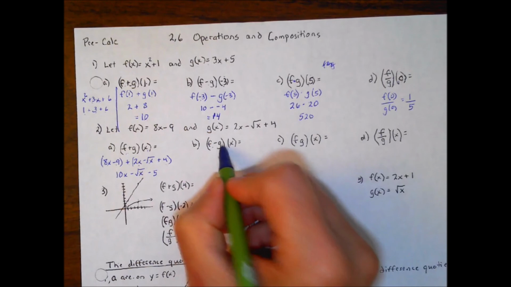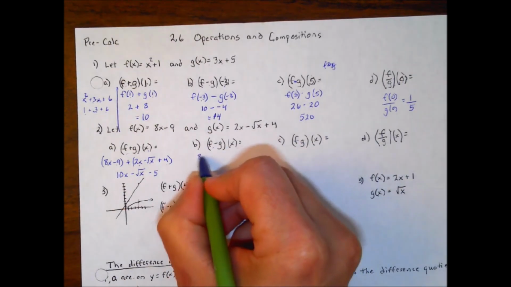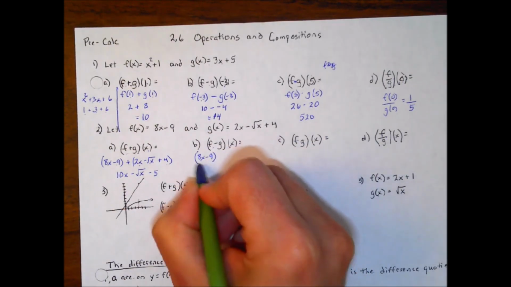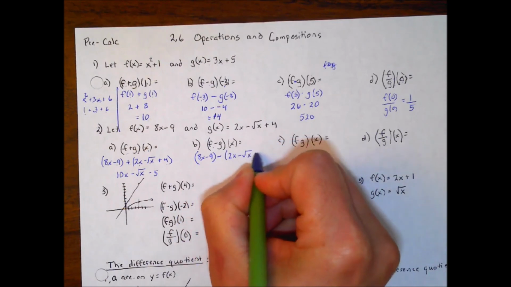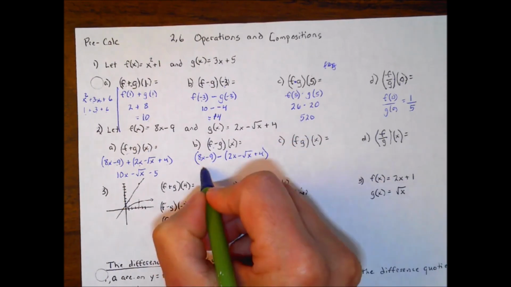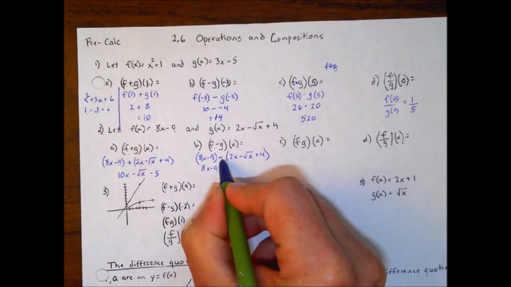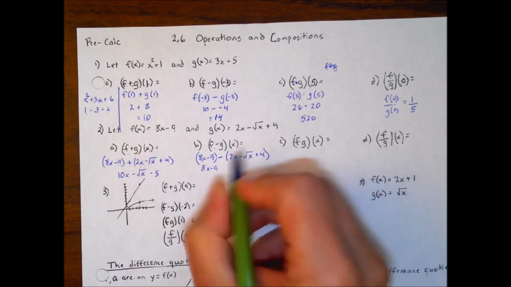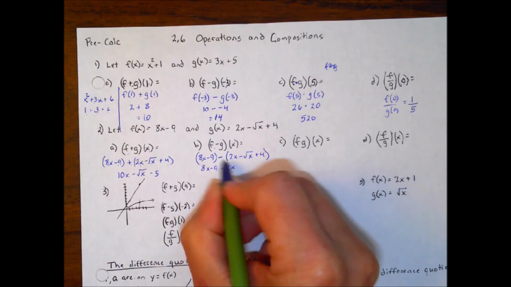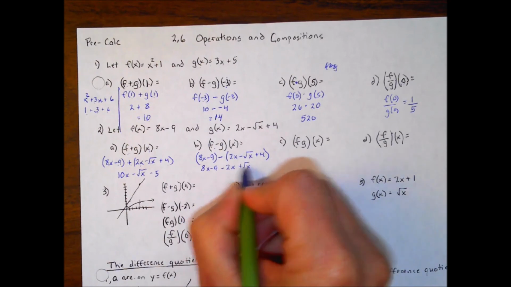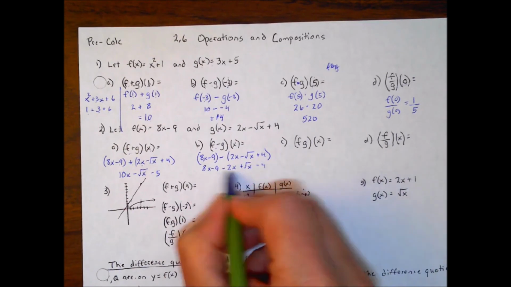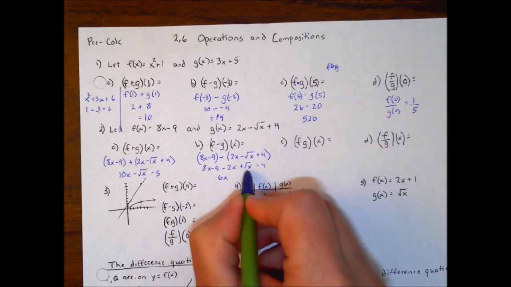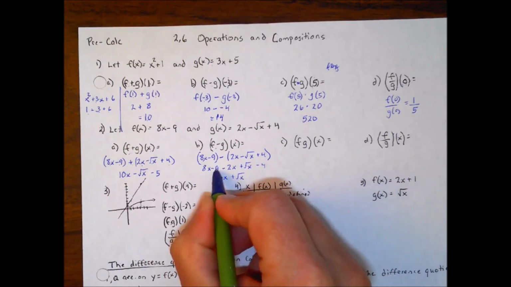Here we're going to subtract them. So we're taking the f function, subtracting the g function. A lot of teachers ask you to distribute this negative through so you don't forget anything. So it'll be the same as negative 2x plus the square root of x minus 4. So then add like terms together, it'd be 6x plus the square root of x minus 13.